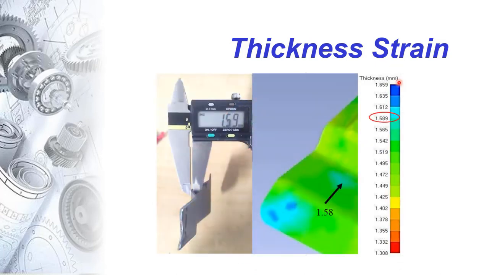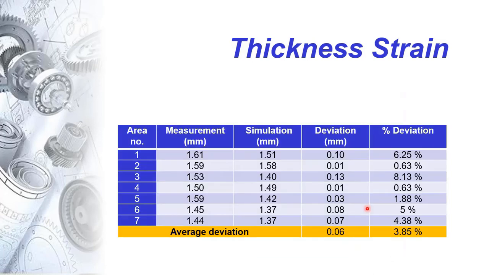In order to validate the simulation result, we measured the actual part and compared it with the simulation result. In this part, we found that the thickness is 1.59 and in the simulation it is 1.58. There are 7 areas that were compared, and the difference between simulation and measurement is from 0.63% up to 6.25%, and the average deviation is 3.89%.